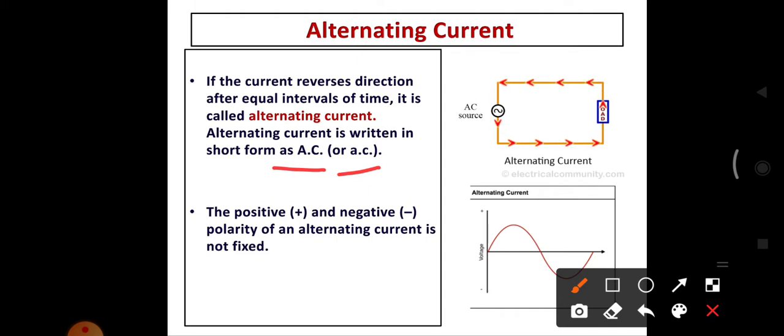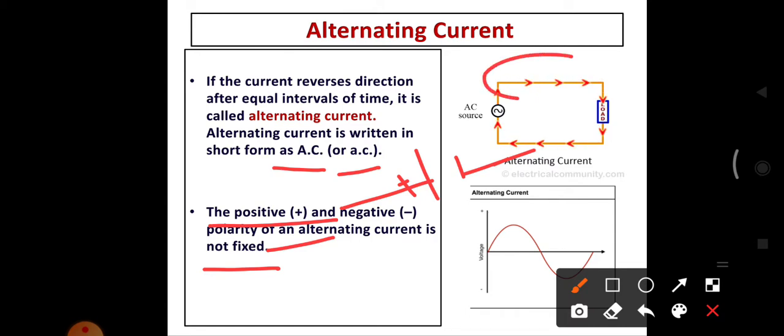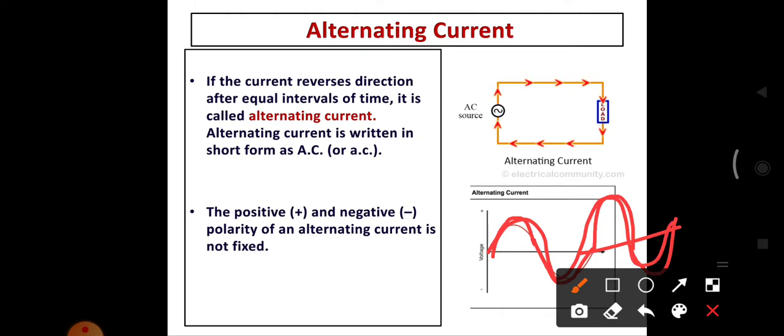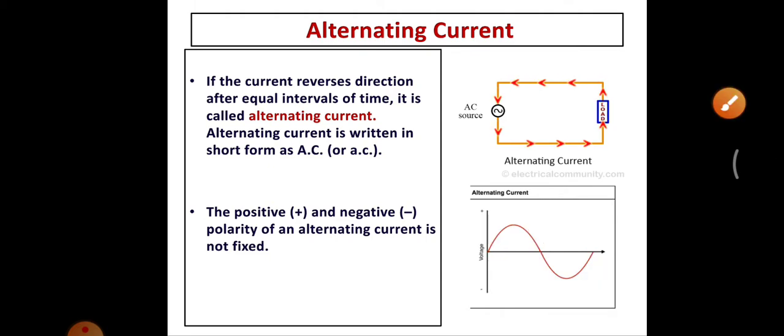Here the positive and negative polarity of alternative current is not fixed. In direct current, the positive and negative are fixed. But in alternative current, the polarity of the positive and negative are not fixed. See here, the current is positive. Here the current is negative. Again the current is positive. The current is negative. So the polarity of the current is continuously changing. So such type of current are called alternative currents.